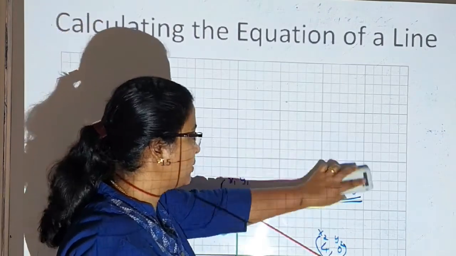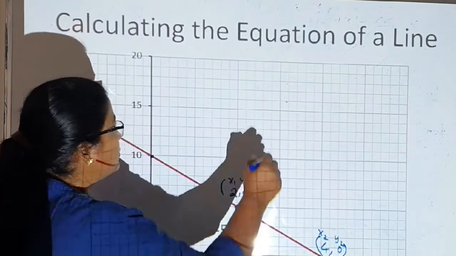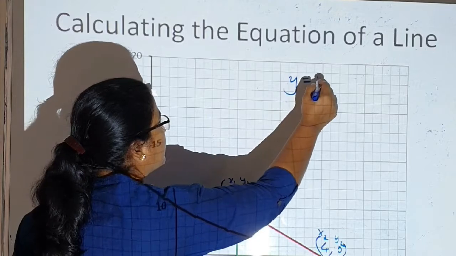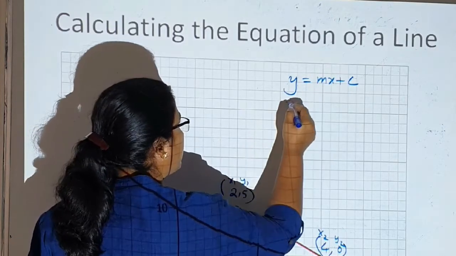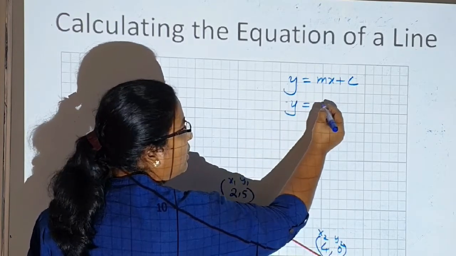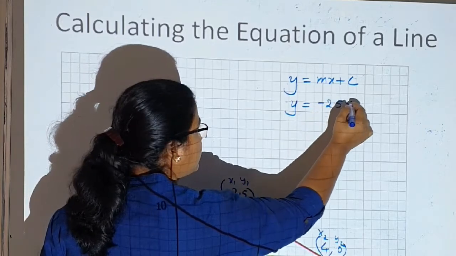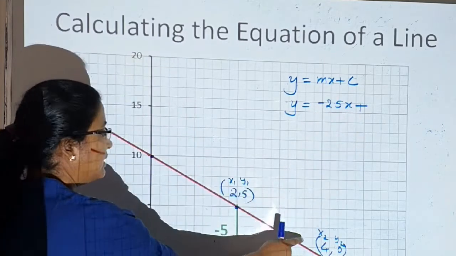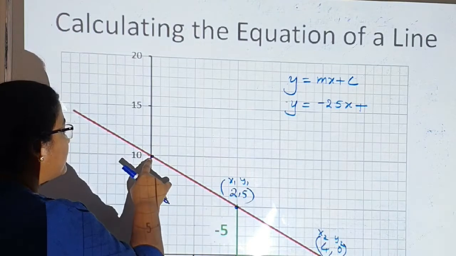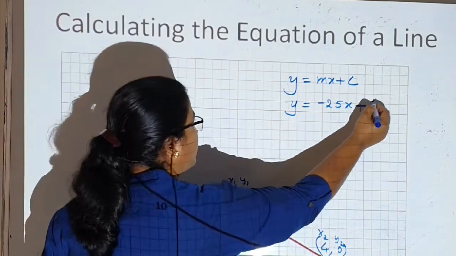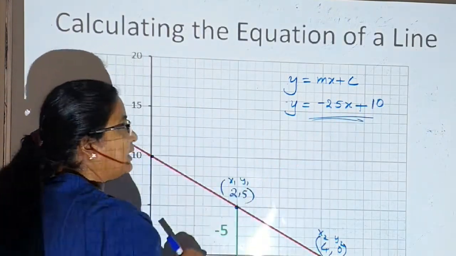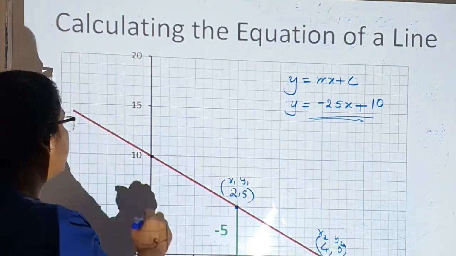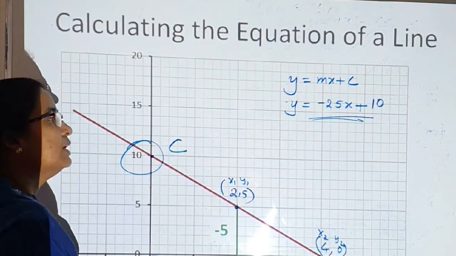So anyway, you understood how to find the gradient. The equation of the line is y = mx + c. The m value we got is negative 2.5, so y = negative 2.5x plus the c value. The line touched the y-axis at the point 10, so no need to do any calculation. By looking at the graph you can write 10. So this 10 stands for C.